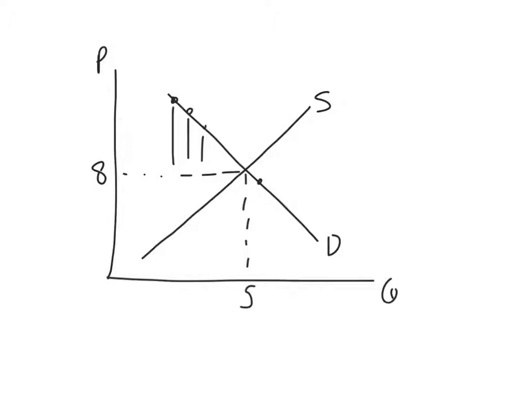So the area of this triangle right here, which I'll color in red, is the consumer surplus. And remember that consumer surplus relates to the demand curve, and producer surplus will then relate to the supply curve.